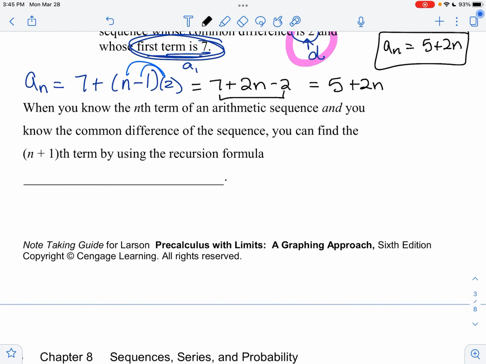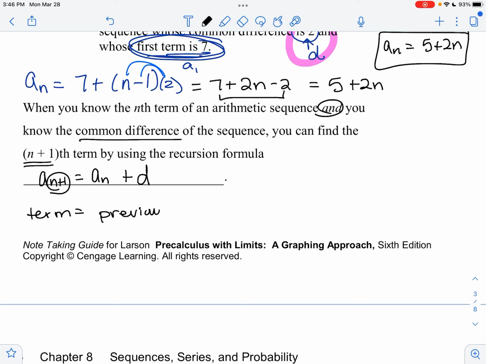When you know the nth term of the arithmetic sequence and you know the common difference of the sequence, you can find the n plus 1 term, meaning the next term, by using the recursion formula. Remember, recursive just means to look back. We can take some term, and it equals the previous term plus the common difference.